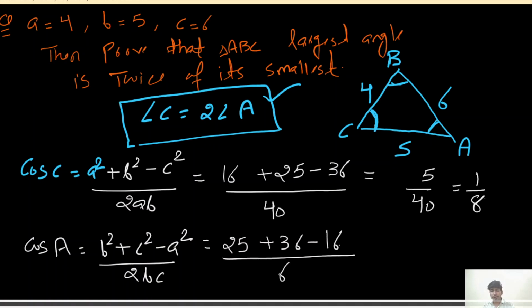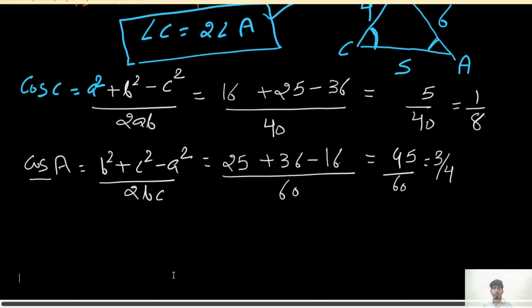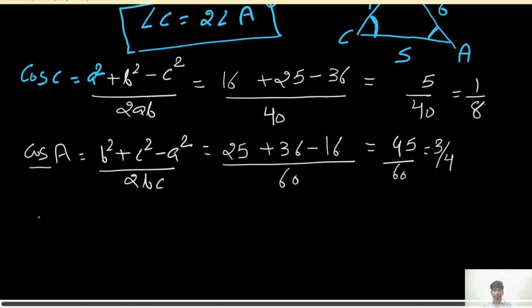Okay, 2bc is 60. Then what is the value of this? This is 45 upon 60, and this is 3 upon 4. Okay, students, means cos of A is 3 upon 4. Then simply we find cos of 2A.